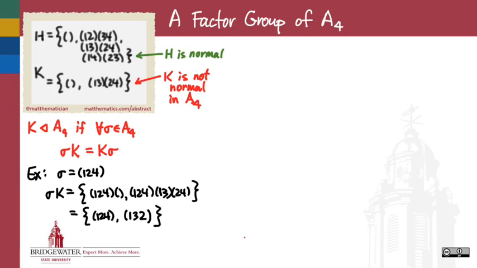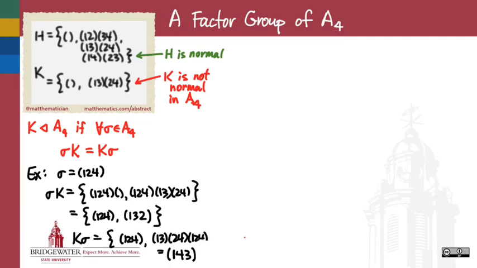If I do the right coset, K sigma, well, the first element is going to be identity times 1, 2, 4, which I'm just going to write as 1, 2, 4 again. But the other element is going to be 1, 3, 2, 4 composed with 1, 2, 4. And when I simplify that out, let's see, 1 goes to 2, and then 2 goes to 4, and then 4 stays put. So 1 has gone to 4. I think already we can see this isn't going to work out. 4 goes to 1, which goes to 3. 3 goes to 1, and so that completes this cycle.